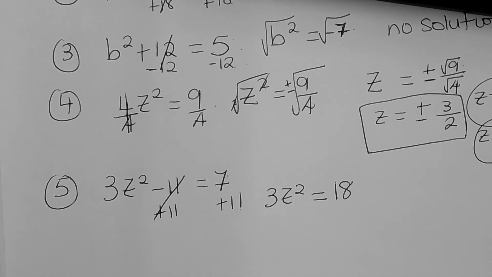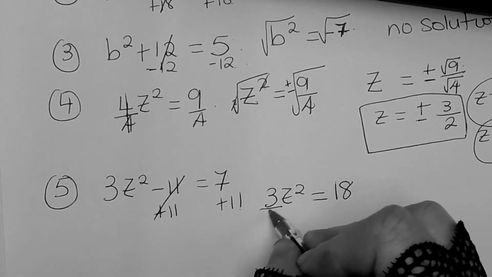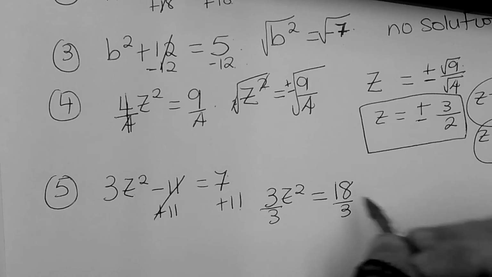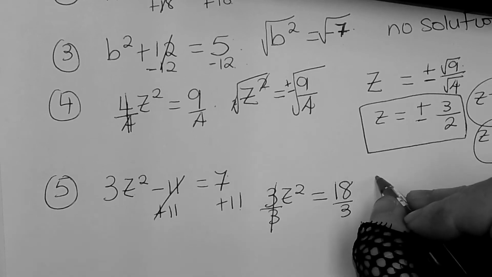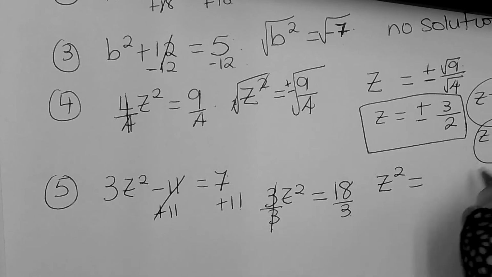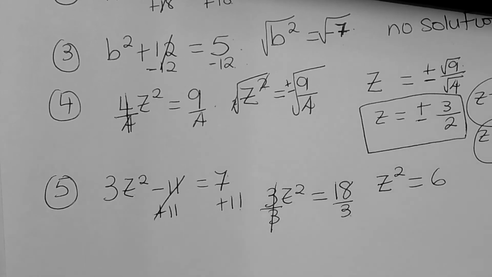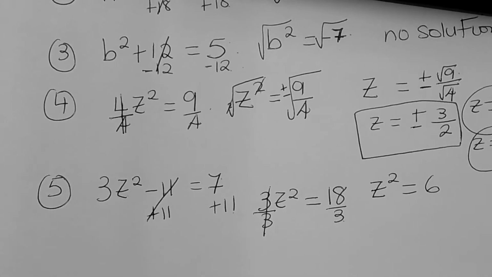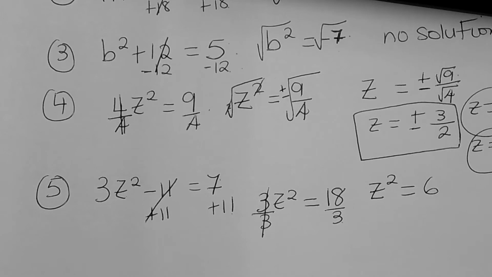Okay, so now we have to get rid of the 3. So we're going to divide both sides by 3. That just leaves us with 1z squared, and we don't need to write the 1. And 18 divided by 3 gives me 6. So I can look already, I know 6 is not a perfect square, but it doesn't mean that there won't be 2 solutions, because you can have an irrational number, which I'm going to show you.